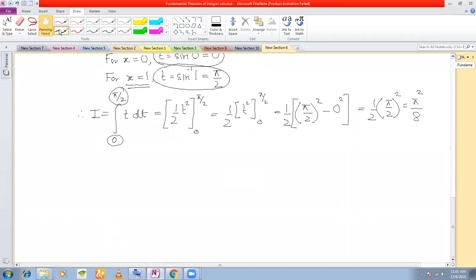Okay, we'll do two more problems on the change of variable method, just for practice sake and for understanding sake, and then we'll move on to the properties of definite integrals. Okay, let us see this problem. The problem is, evaluate.